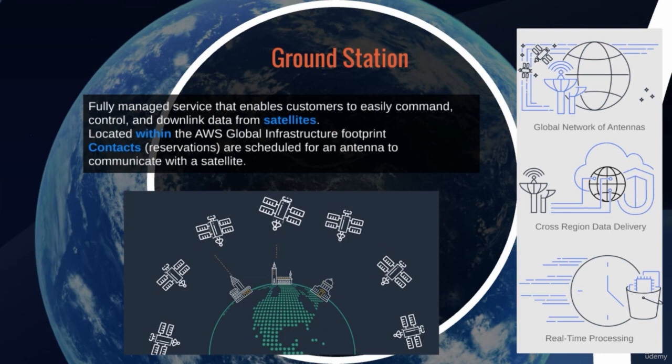The way it works, contacts, which are simply reservations for a ground station antenna, are scheduled for when a specific satellite is in proximity to that specific antenna. By doing this, you can save up to 80% on the cost of your ground station operations by paying only for the actual antenna time that is used and relying upon the global footprint of AWS ground stations to download data when needed within proximity of that satellite.